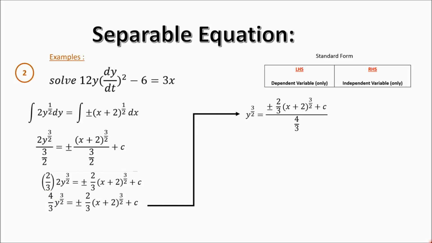And now you got your answer for y, which is y to the power of 3 over 2 equals plus minus 2 over 3 times x plus 2 to the power of 3 over 2 plus c, over 4 over 3. You have now solved this. So now that you have finished learning, you can proceed to some mini tutorial where you can try out some questions. There will also be guided teaching on the questions.